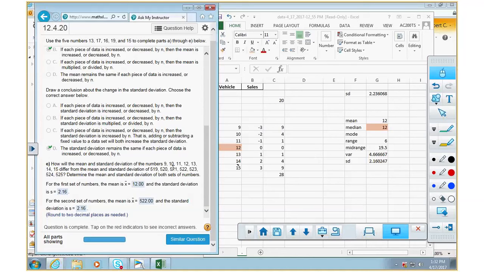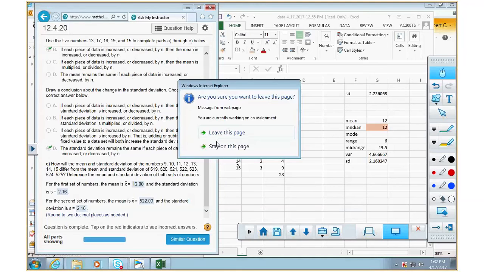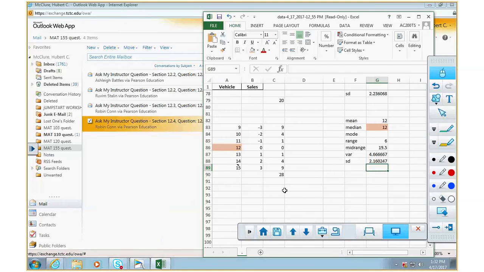What they're trying to get you to see is that the relationship between the numbers depicts the relationship between the two means. And the standard deviations are going to be the same if these numbers are all increased by the same number. If they're increased by different numbers, then you'll have to recalculate. Okay, we good? Okay. That's all the homework questions.